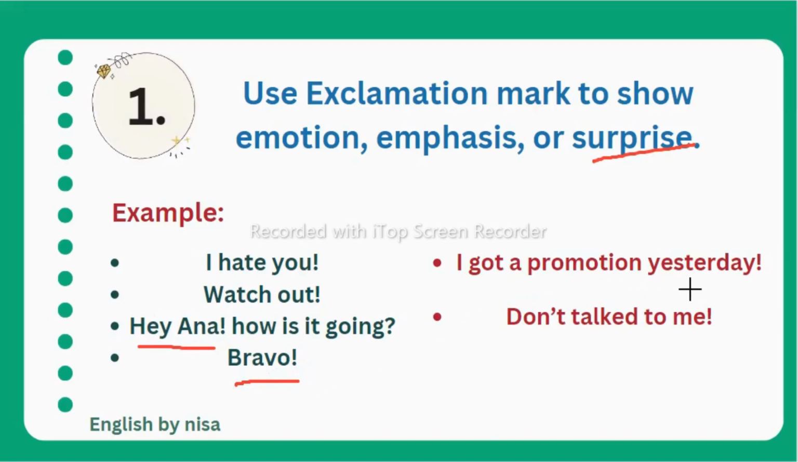"I got a promotion yesterday!" Here you are feeling very happy and excited, so you put an exclamation mark. "Don't talk to me!" Here you are showing your anger and emotion. So whenever you are showing emotion or anger, or you want to emphasize something, or show surprise or a sudden cry, you have to use exclamation marks.